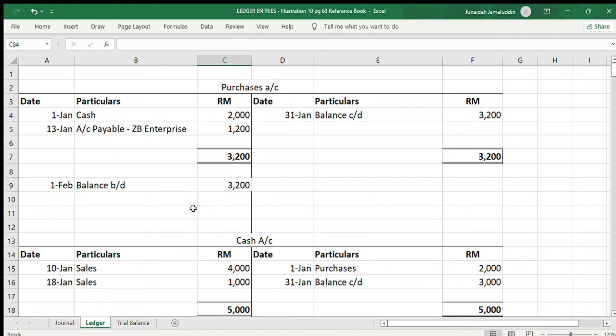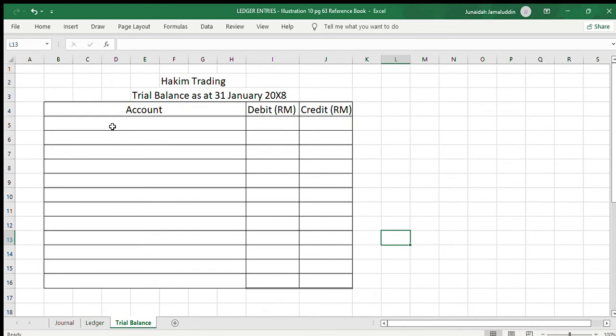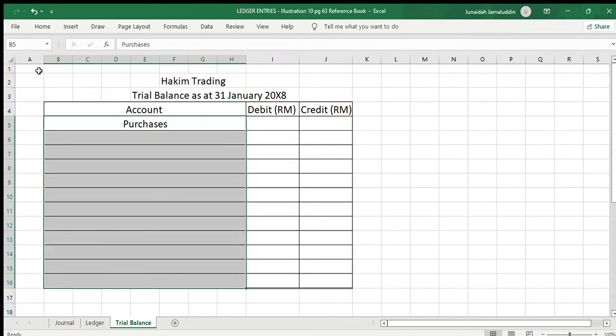balance. Okay, jadi kita akan pindahkan 3,200 ni balance BD ke dalam trial balance lah. Kita akan pindahkan dia di sebelah mana? Di sebelah debit. Okay, so macam mana kita tulis? Okay, nama account is purchases. So kita just tulis purchases. Okay, sorry. Dia jadi center pula, so kita adjustkan balik supaya dia duduk belah tepi.